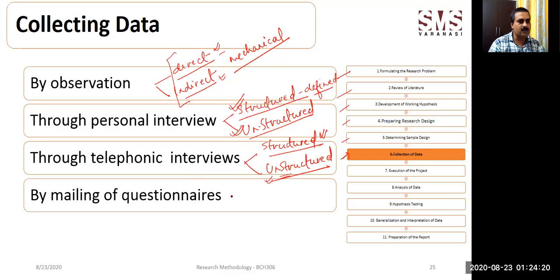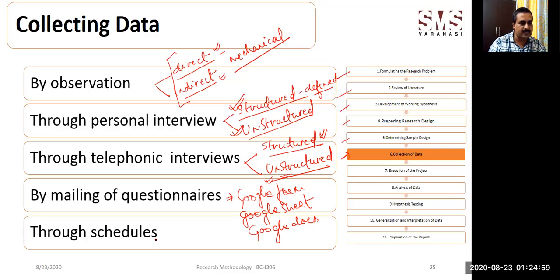Apart from it, mailing questionnaire, this is the most commonly used format through which we usually collect data these days. Mailing questionnaire means we will usually mail a fixed format of questionnaire to the client, and clients or respondents are expected to respond on that particular format. For this purpose, we usually use Google Form these days. Another format may be Google Sheet, or even a few people use Google Docs for the same purpose.